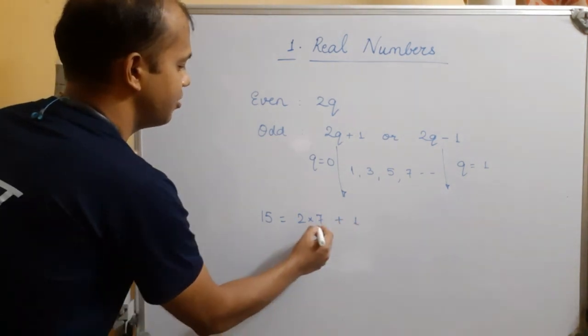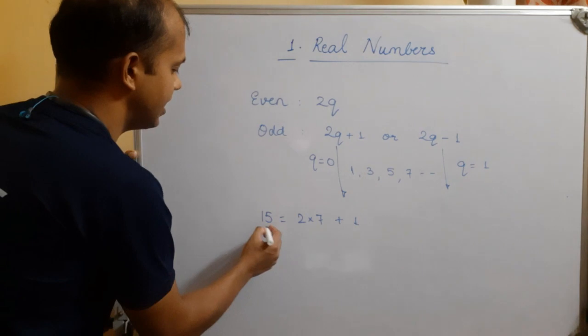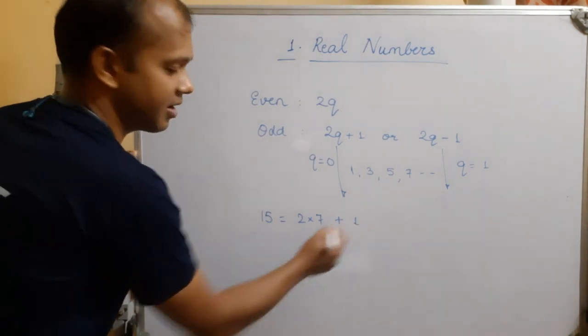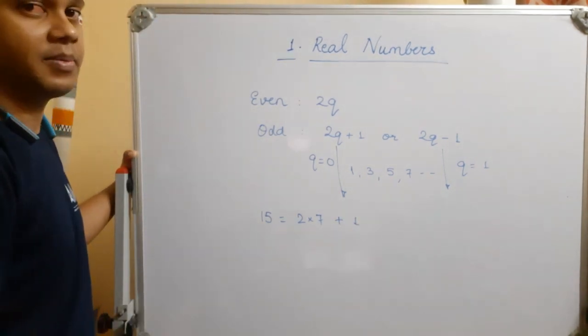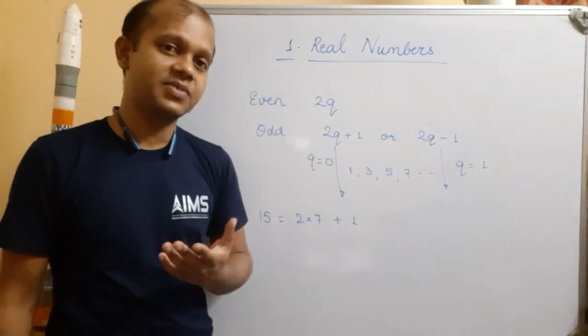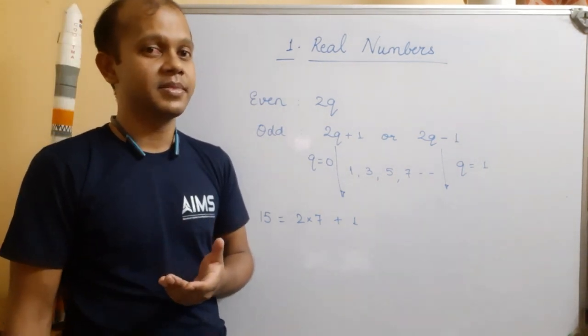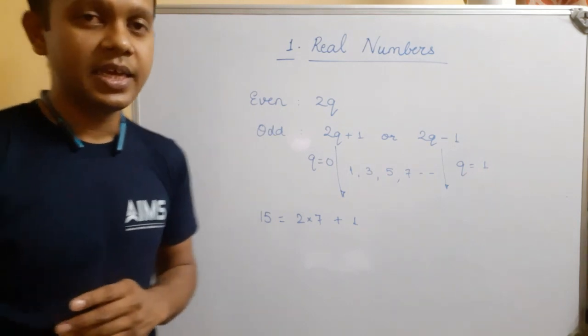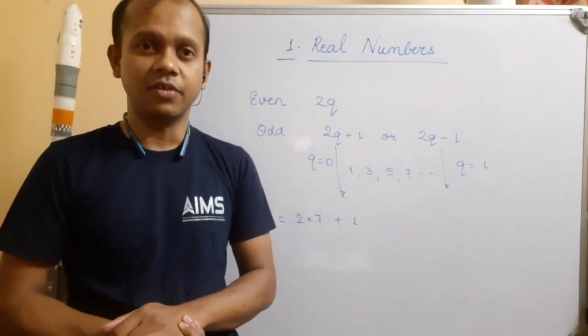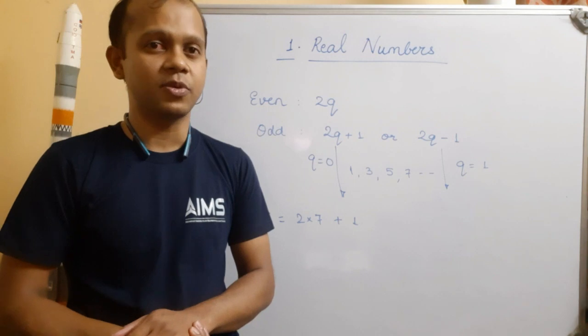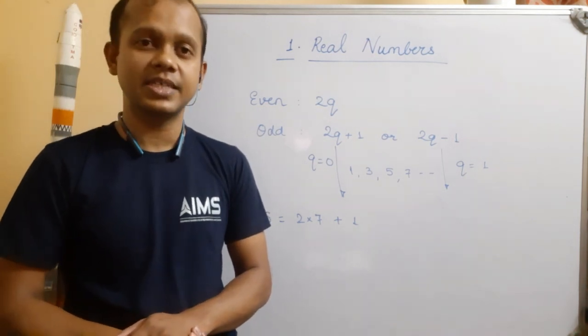So A is equal to B into Q plus R. Again, this is the division lemma. So this lemma gives us a very powerful result that we can use to solve problems. How? We are going to see in Exercise 1.1 of NCERT, as well as a few problems of R.D. Sharma, which will be the assignment of this chapter.